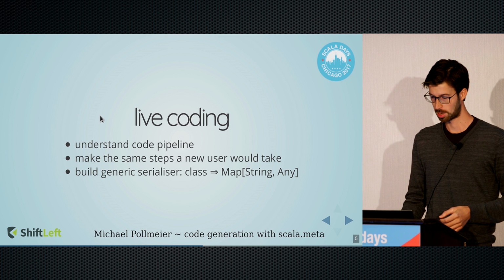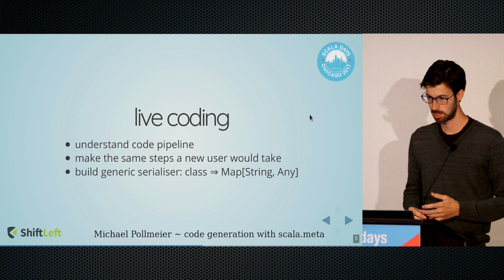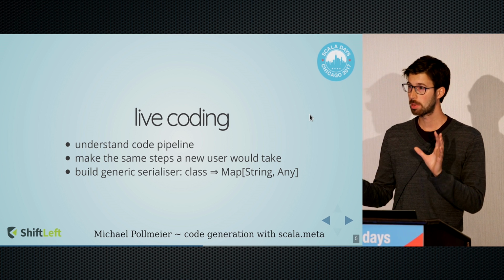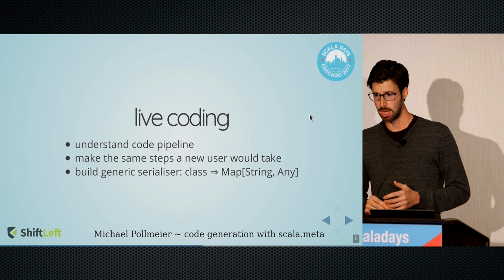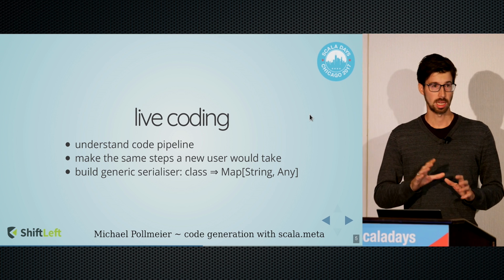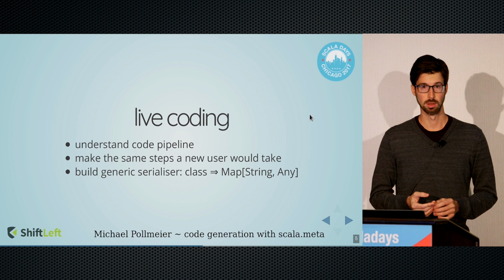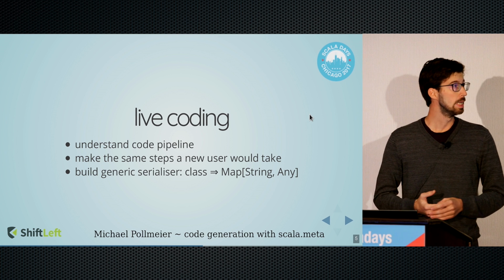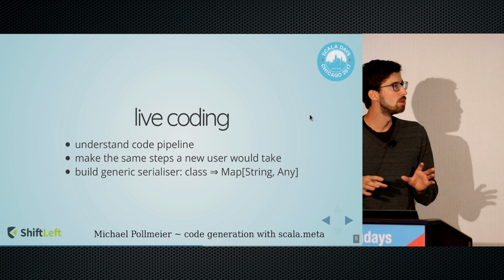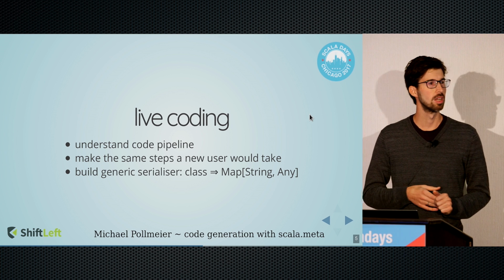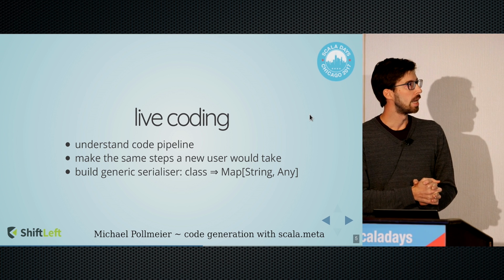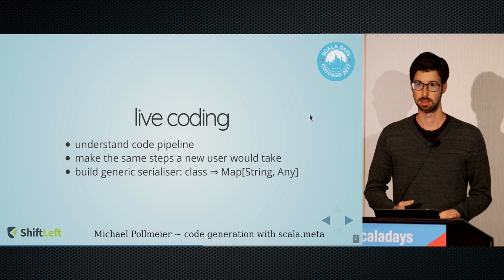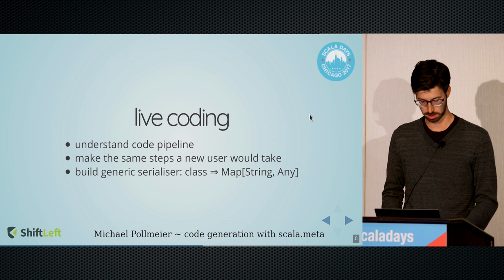So now to the fun part, some live coding. What can go wrong? The idea is I want you to understand the pipeline of how it's being invoked. We'll try and do basically the same steps that a new user would make. I try to replicate what I did when I started playing with this, maybe slightly faster than I did in the first instance, but I hope you follow along. And what we try and build is a generic serializer. So given any case class, we'll implement a toMap method basically.